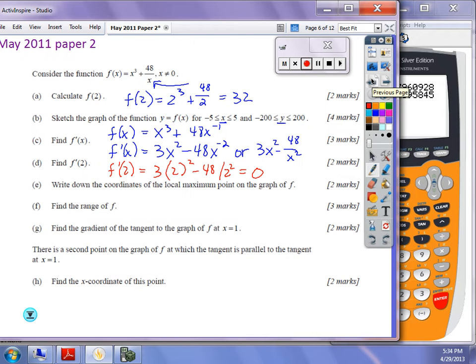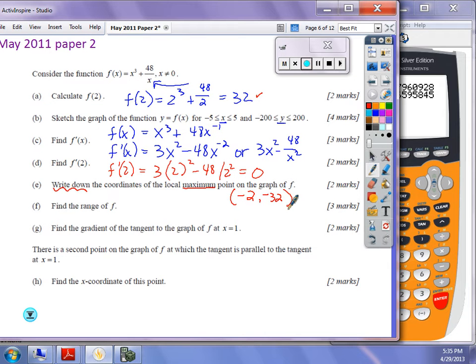And it says to write down the coordinates of the local maximum point. And so I know that my maximum point is at -2. And I need to find the y value. Well, the y value at +2 was 32. The y value at -2 is -32. But you can go ahead and use the trace feature on your calculator to confirm that.